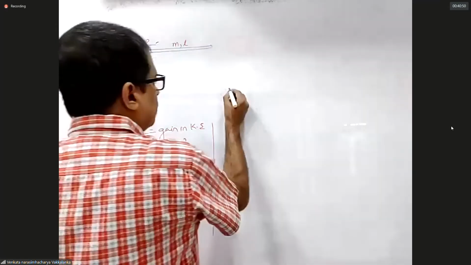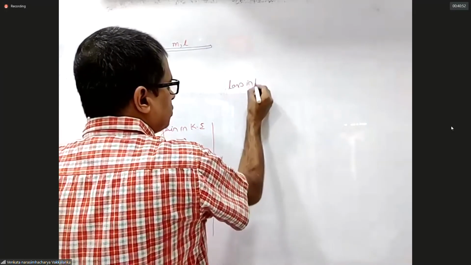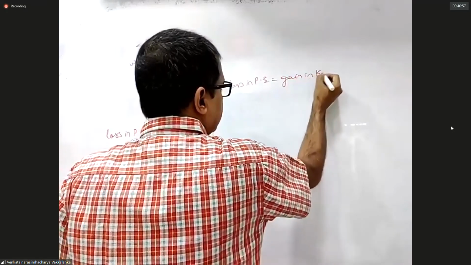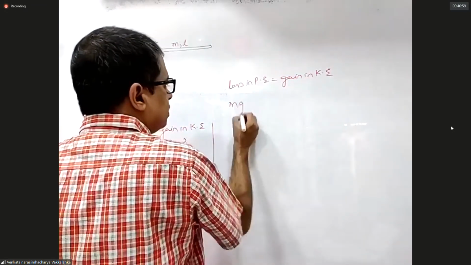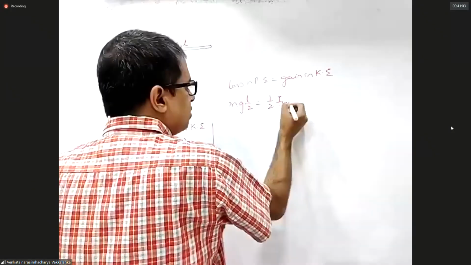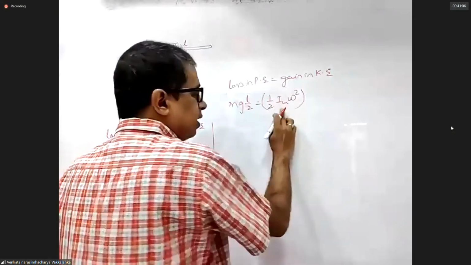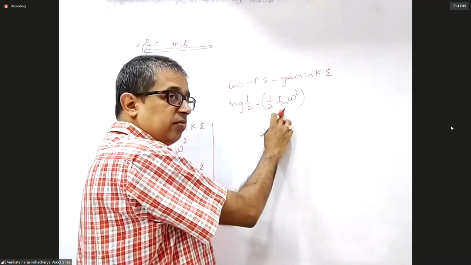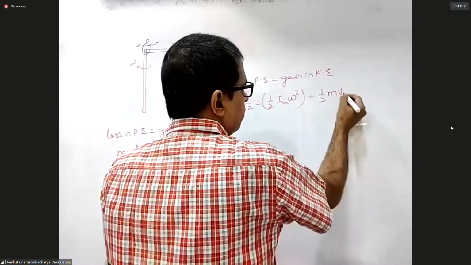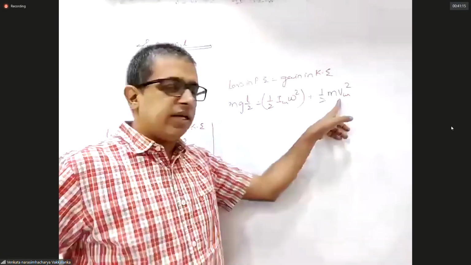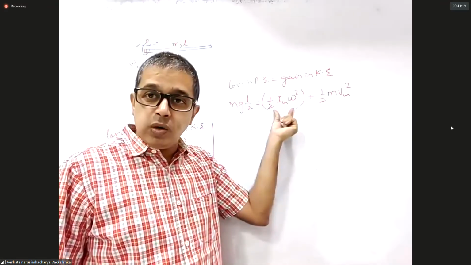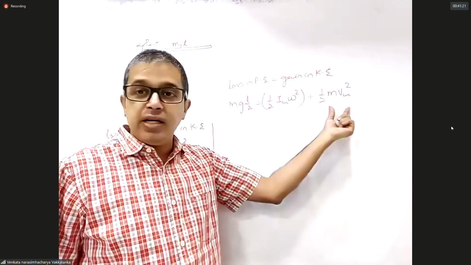So loss in potential energy, how do you write? Loss in potential energy is gain in kinetic energy. mgL by 2 is gain in kinetic energy: half I CM omega square, the kinetic energy of the body about its center of mass, plus half m VCM square, the kinetic energy of center of mass with respect to ground.